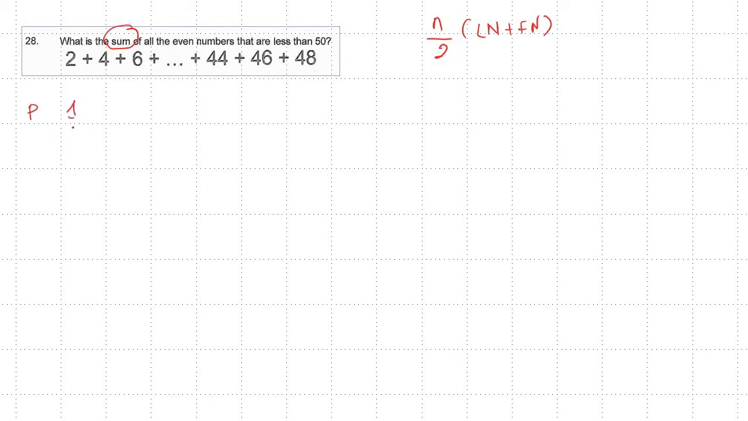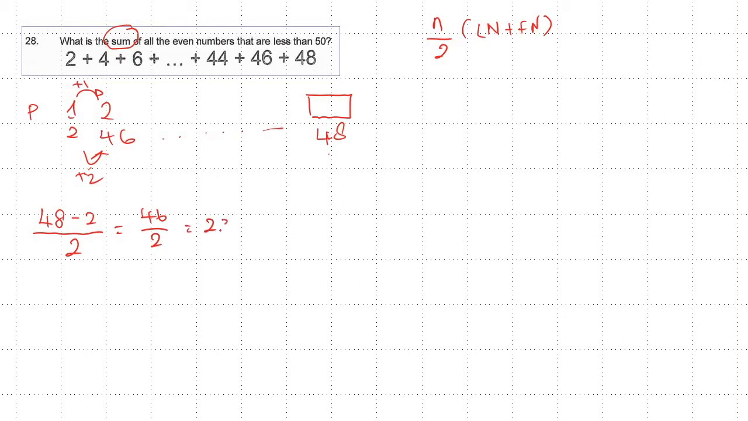So pattern number 1 is actually number 2, then pattern number 2 is 4, then 6, correct? Then you have 48. So I have to note what the pattern is here. It's actually very easy. You see what the jump is for this? Every jump is 2. What about here? Every jump is 1. So I use this one minus this one: 48 minus 2, divided by 2, because every jump is 2. So it's 46 divided by 2 equals 23.